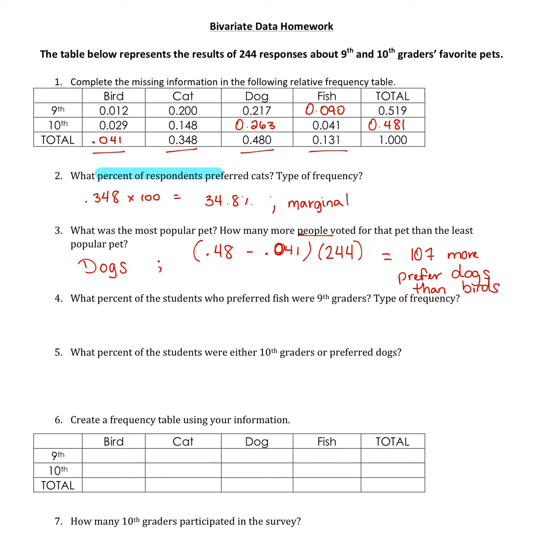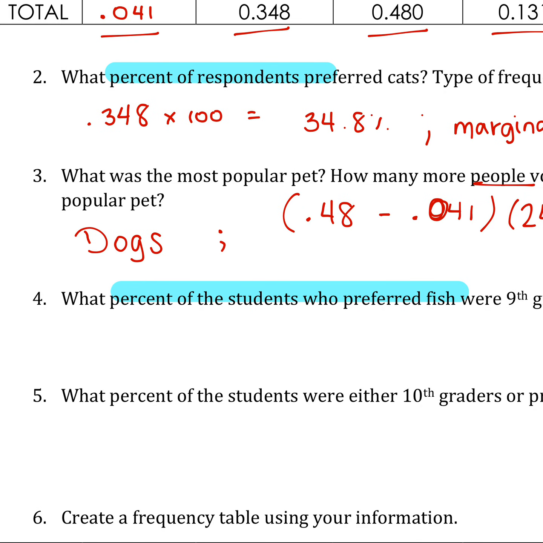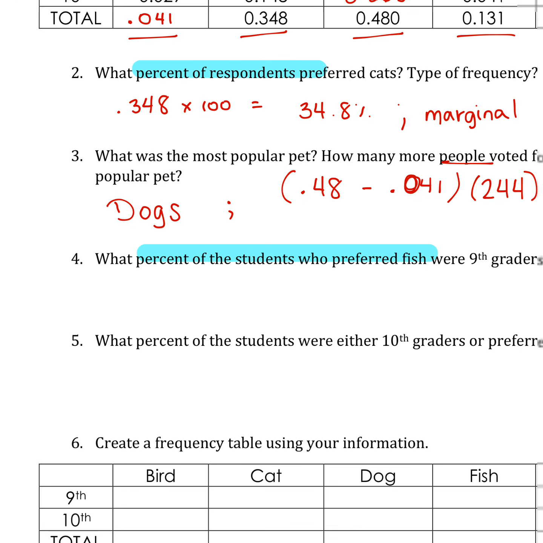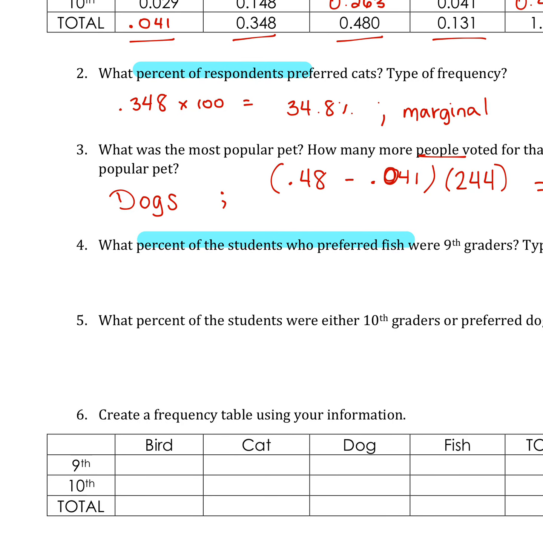Okay, number 4. What percentage of students who preferred fish, okay, so they're trying to trick you here. What percentage of students who preferred fish were 9th graders? So when they hit that first chunk in there, they're trying to see if you'll just fall into their trap of just students. They kind of lengthened out that thing we saw on the first page. So what percent of students who preferred fish? That's my given, that's my fish. And before that, they need to be ninth graders. So I need ninth grade given fish.